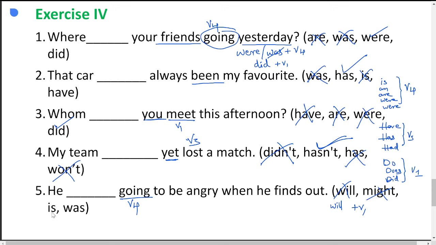That means one is present, one is past. Now, he dash going to be angry when he finds out. So which tense are you speaking about here? When he finds out, in the sense in the future, right? So we cannot go with past. So we have to go with only present. He is going to be angry when he finds out. Next.